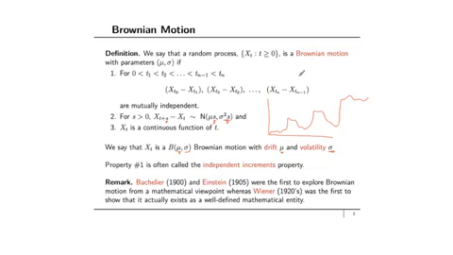So it's very interesting to see that a concept as important as Brownian motion, which is used throughout the physical sciences and engineering, was actually introduced by Bachelier in a financial context. Wiener in the 1920s was the first to show that it actually exists as a well-defined mathematical entity. So Brownian motion is a hugely important stochastic process, and it plays a very big role in finance as well.